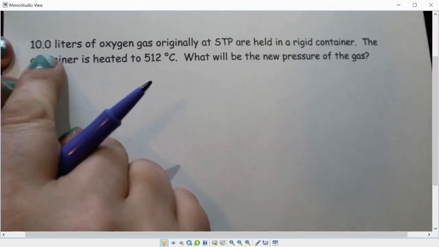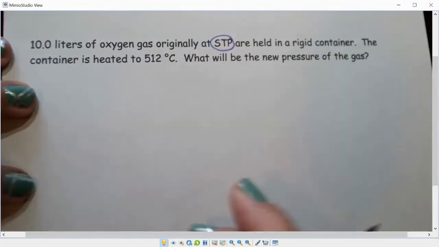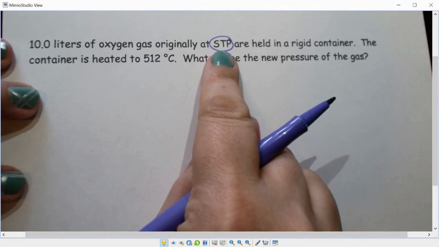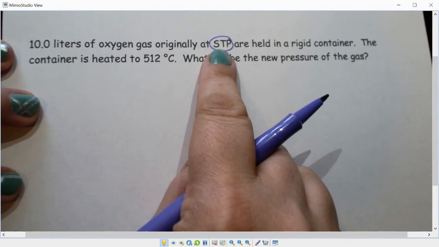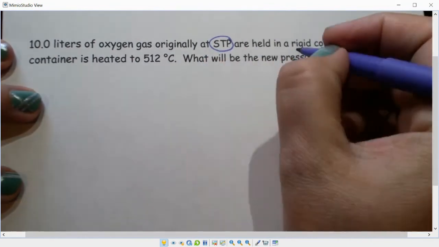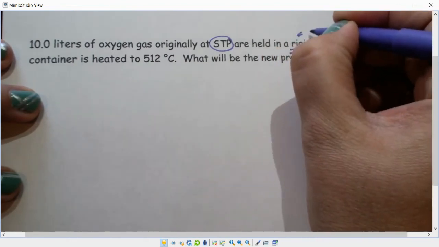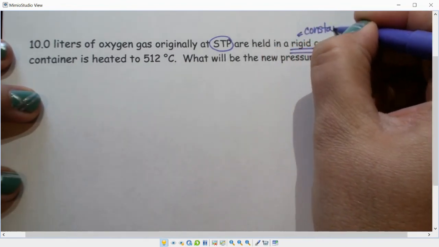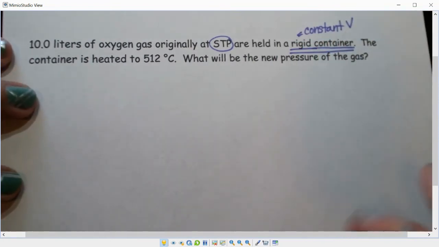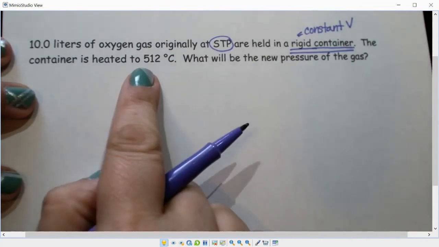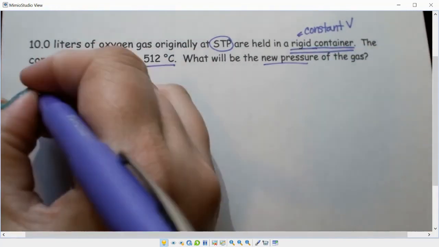Okay, so here we have 10 liters of oxygen gas originally at STP. And remember, STP does tell us numeric information about temperature and pressure because this is the definition of standard temperature and pressure. And this says it's held in a rigid container. Anytime you see this term rigid container, that's the same thing as saying constant volume, because if the container can't change size, the volume is going to remain constant. It says this container is heated to 512 degrees Celsius. What will the new pressure be of this gas?